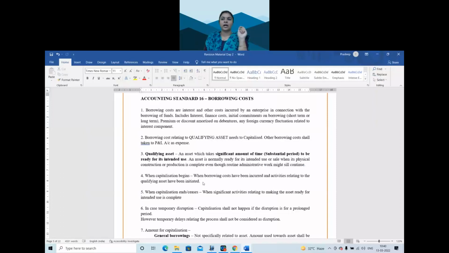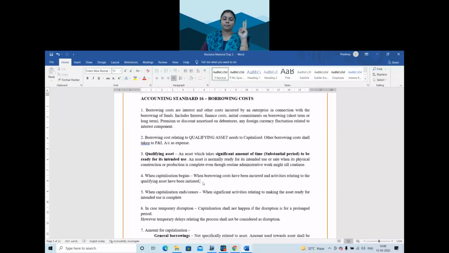I have a plan for construction. I have taken a loan and kept it. But if I am not doing the construction activity at all, if I am not even starting the activity, then I cannot capitalize this cost of loan towards construction. I should have started the work in relation to the qualifying asset.